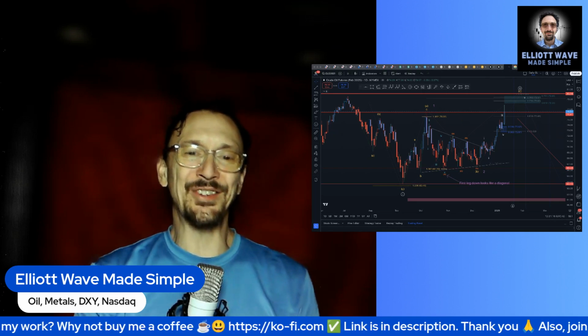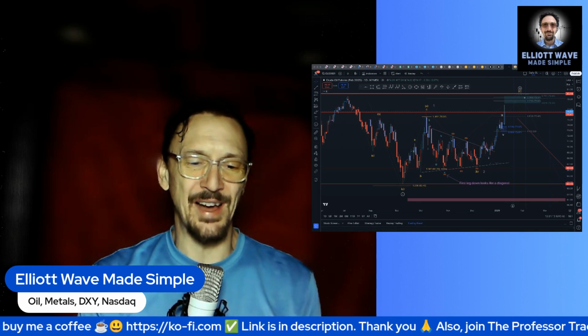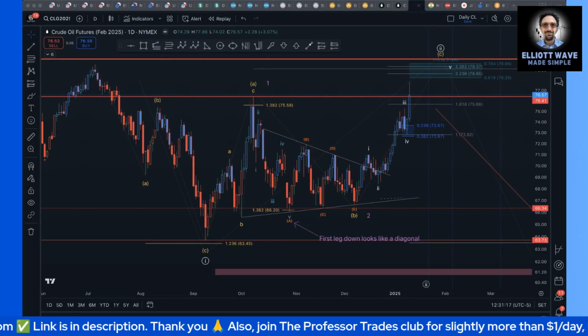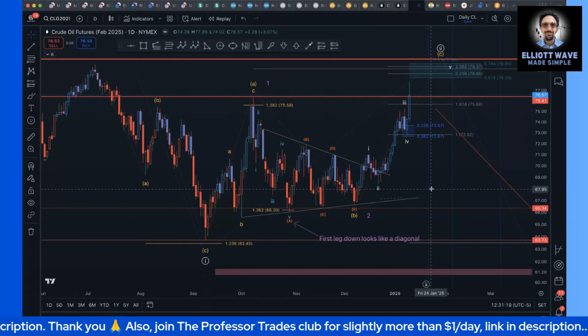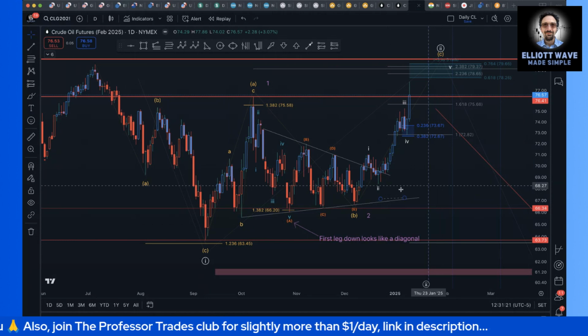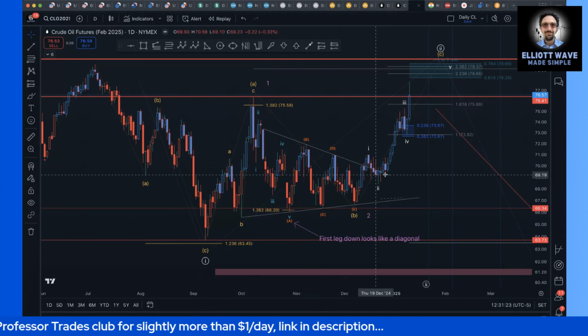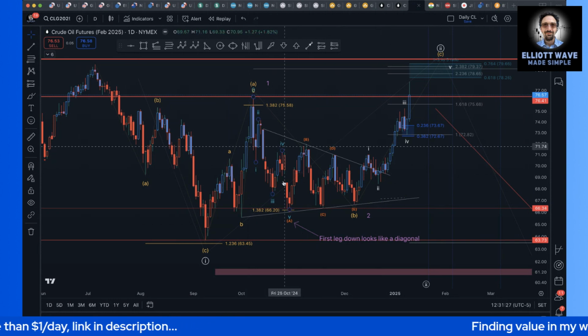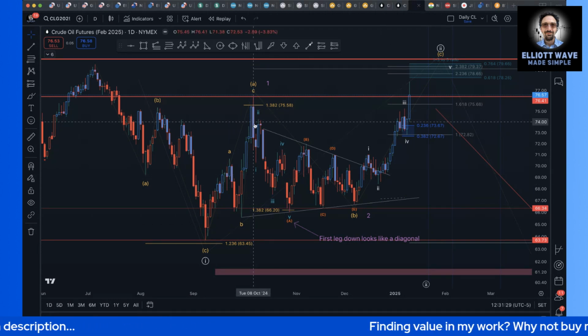All right, let's start with the crude oil chart. We're going to dive into the daily chart first and then work our way down. So here's a daily chart. And basically what we have is a breakout of this chop fest going all the way back to that last high back in October. We've been moving largely in threes.